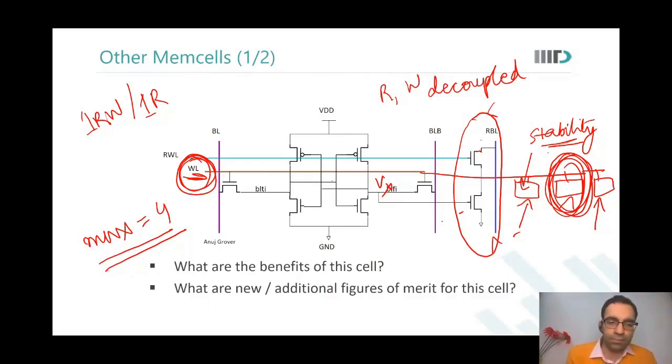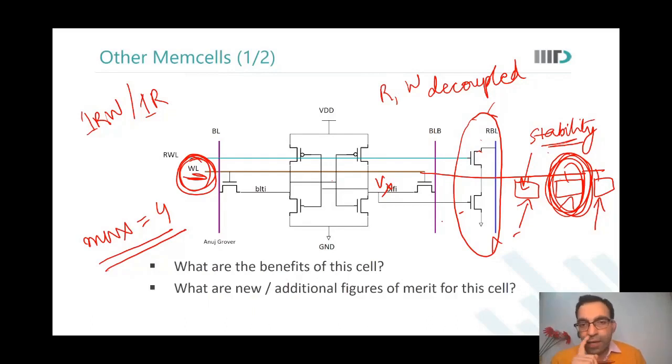Sir, the lower NMOS of RBL is connected to VX, which is dependent on the write. Yes. So can we do it simultaneously, read and write? Yeah, we can. There are two independent ports now. But that is where the new figure of merit comes into picture.